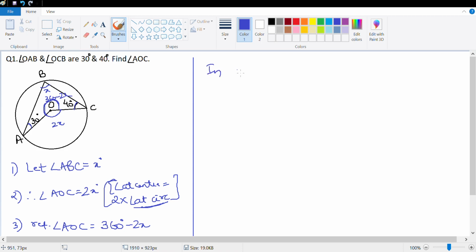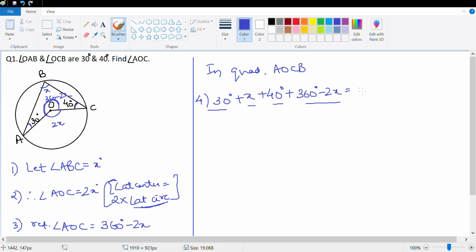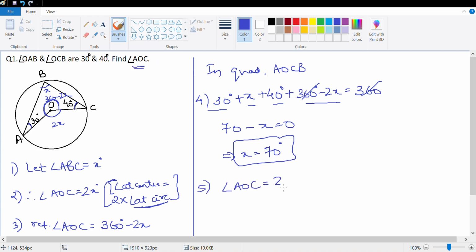So reflex angle AOC is equal to 360 degrees minus 2x. Now let's look at the quadrilateral. In quadrilateral AOCB, I have 30 degrees plus x plus 40 degrees plus 360 degrees minus 2x. The sum of 4 angles is equal to 360 degrees in a quadrilateral. 360 and 360 get cancelled. So this is 70, minus 2x plus x, which gives 70 minus x is equal to 0, which means x is equal to 70 degrees. They want us to find AOC, which means angle AOC is equal to 2x is equal to 140 degrees.